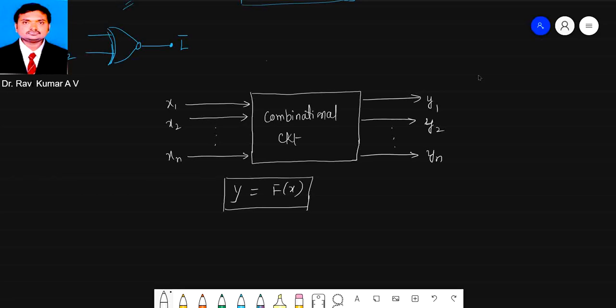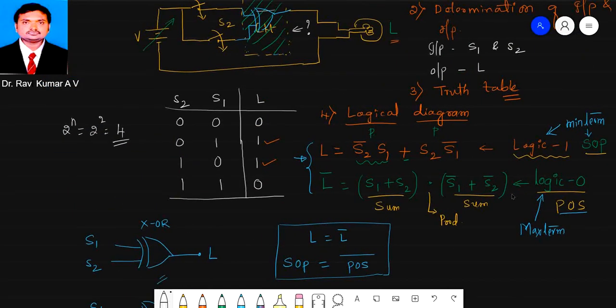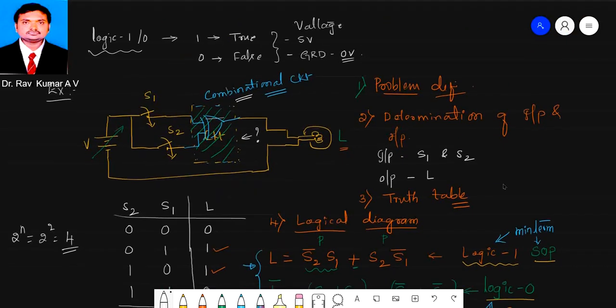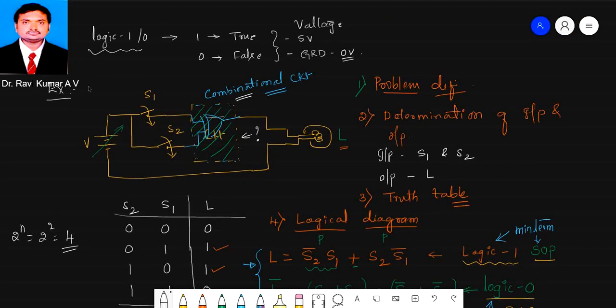With this, we have so many examples to work on combination logic circuits, and in later classes we'll see the different forms of combination logic circuits. I'll brief the content here. The digital system works on logical 1 and 0. 1 is true, 0 is false. In voltage level, 1 is 5 volts, 0 is ground. So how can we define a combinational circuit, and what design steps are required to design a combinational logic circuit?